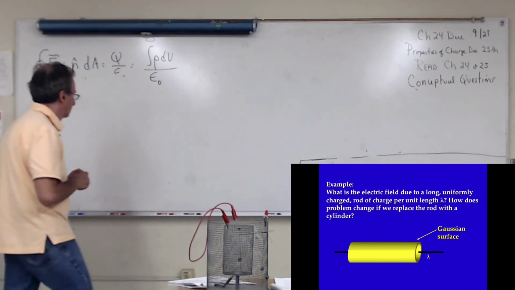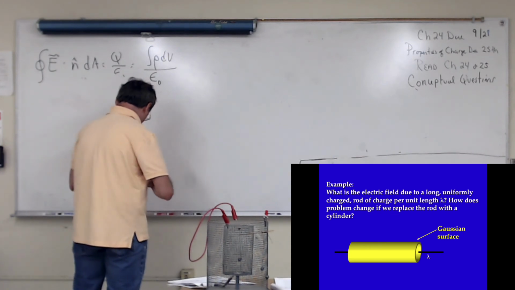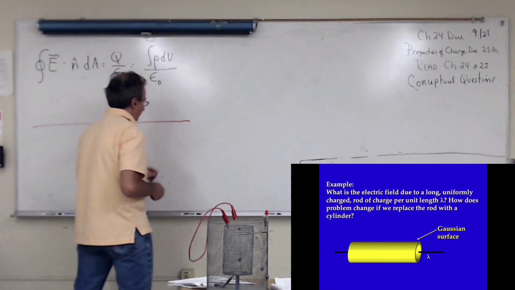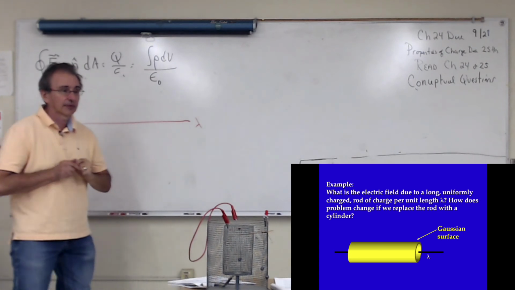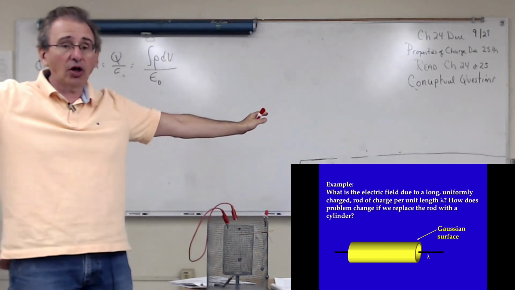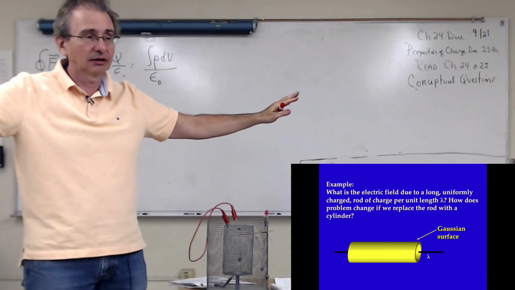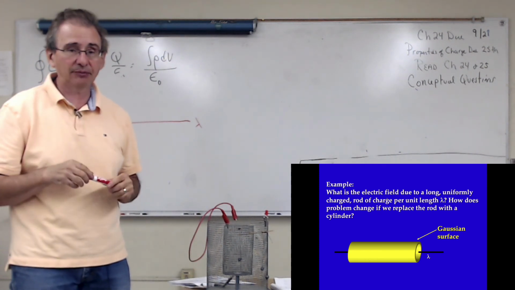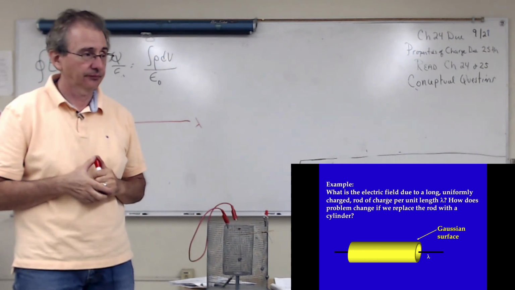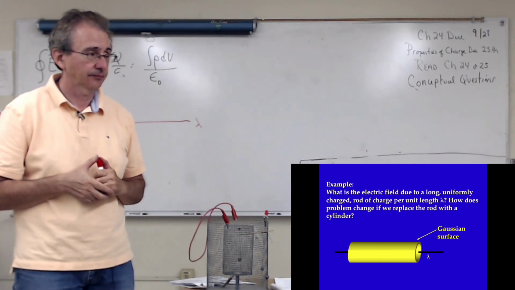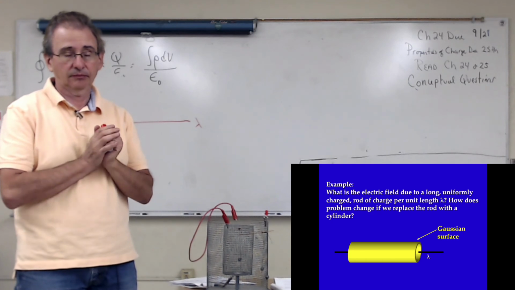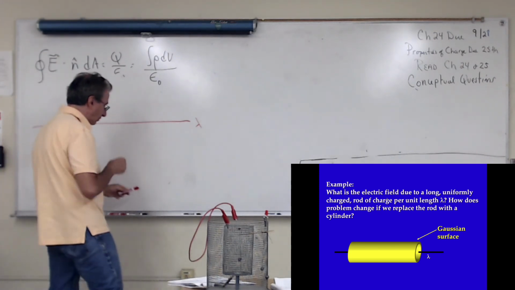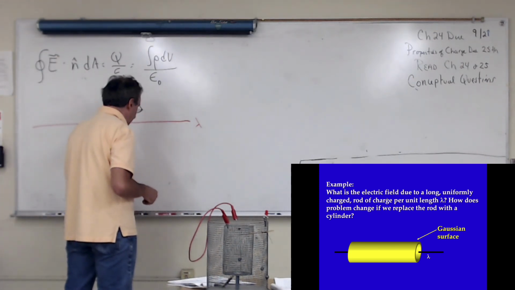Now I have a line of charge. And let's pretend it's really long. Let's pretend we have a long wire, essentially infinitely long, with charge density lambda. I know the electric field due to this thing is going to look like this.